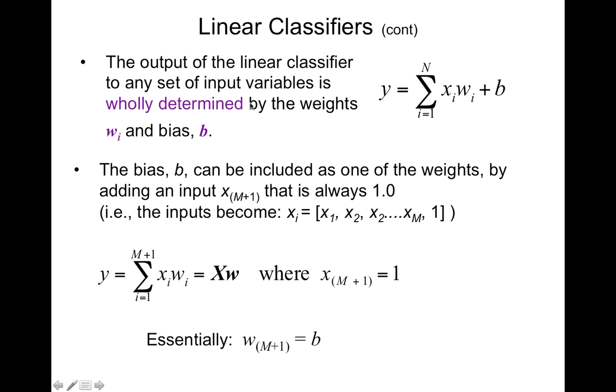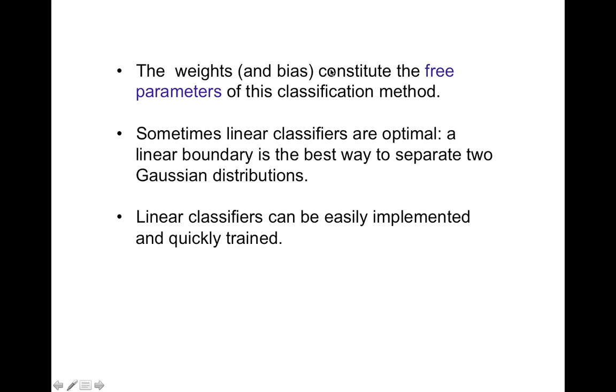The output of the linear classifier for any set of input variables is determined by the weights, these w sub i's, and the bias b. The bias b can be included as one of the weights, and this basically simplifies the equation as long as you add an input and let that input be 1. So our sum, rather than going from 1 to n, goes from 1 to m plus 1 if we have m variables, where x of m plus 1 is 1, and we basically have just the weights. The weight at m plus 1 is going to equal b, your bias or offset. So the weights and the bias are basically the free parameters of this particular classification method.